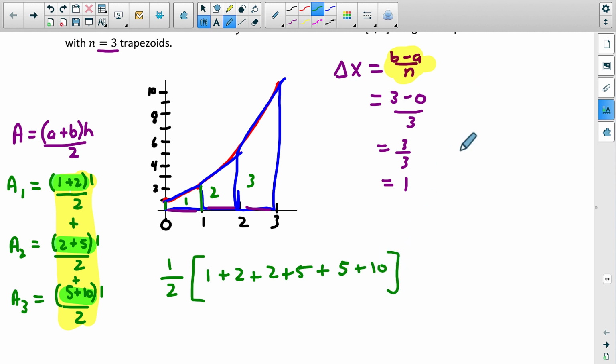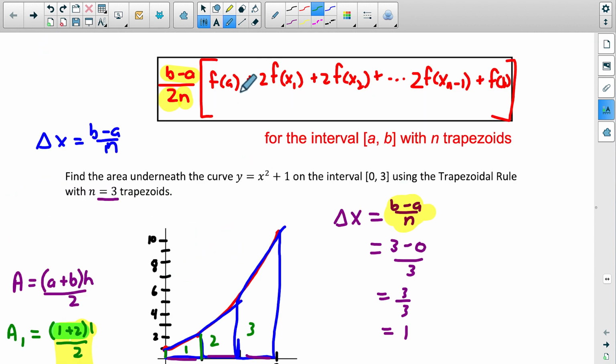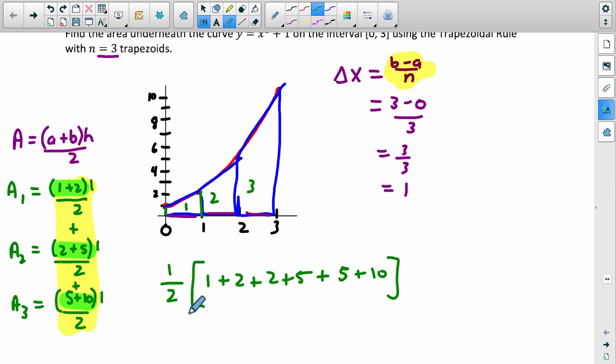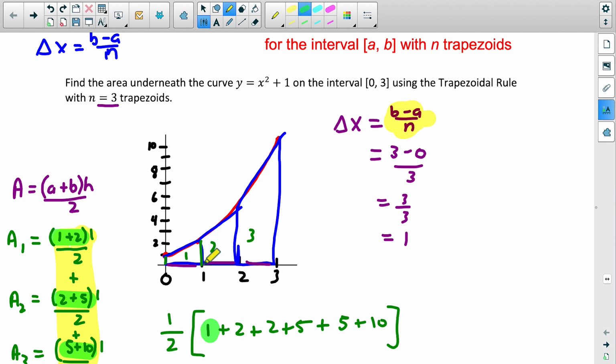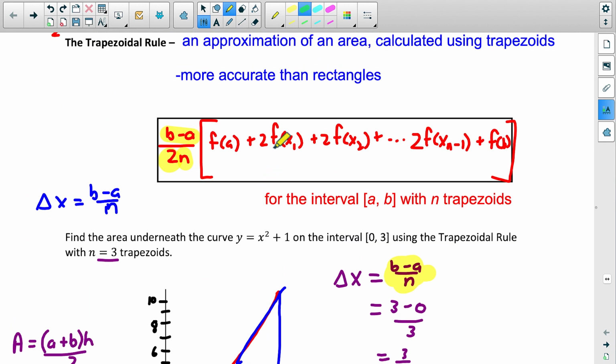Now, how does that relate to the formula? Do you see that the formula says the first thing you need is just f of a? Well, that would be f of 0 in this case, which is 1. So that is right here. The next thing I want to do is go 2 times f of the next value. The next value is 1, f of 1 is 2, and you need to go 2 times that.